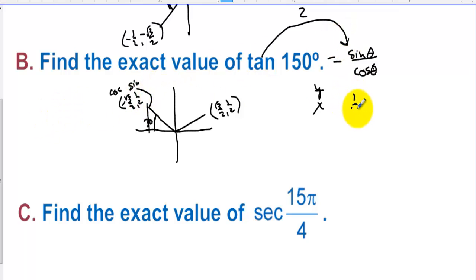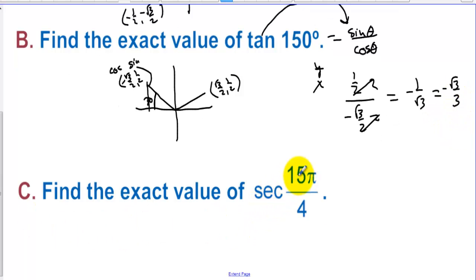So if we have 1/2 over -√3/2, we can multiply the top and the bottom by 2. That cancels out the 2's. We have -1 over √3, or -√3/3.